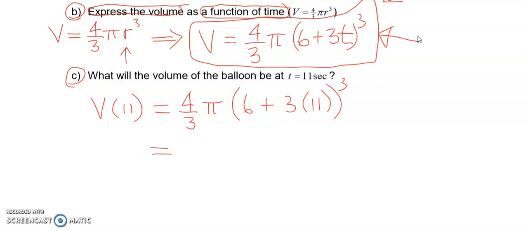Now, everyone, you can just type that into your calculators directly. As long as you type it in carefully, 4 divided by 3 times pi times, and then a set of brackets, 6 plus 3 multiplied by 11, closing bracket, to the power of 3. And I've got the answer here. Now, you can just type that into your calculator. The approximate answer is kind of big.